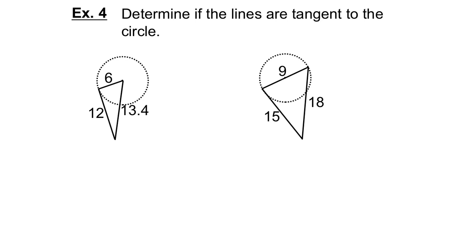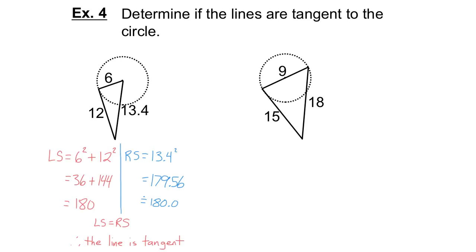Okay? Now, in this example, we're going to determine if the lines are tangent to the circle. Remember, if you have a radius and a tangent meeting at a point, they should be at 90 degrees to each other. If they meet at 90 degrees, that means you have a right triangle, which also means the Pythagorean theorem will work. So really what we're going to do in this question is see if the Pythagorean theorem works. If it works, then we know it's a right triangle, which means this angle must be 90 degrees. So this is how I do a proof with the Pythagorean theorem.